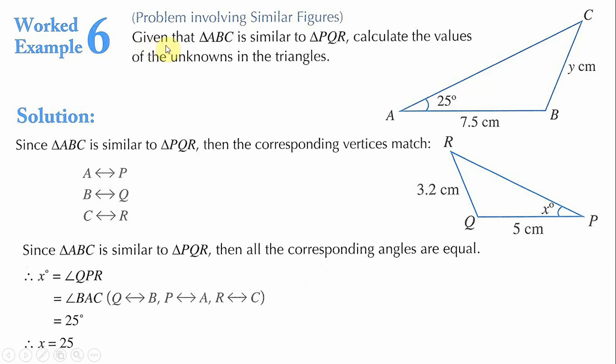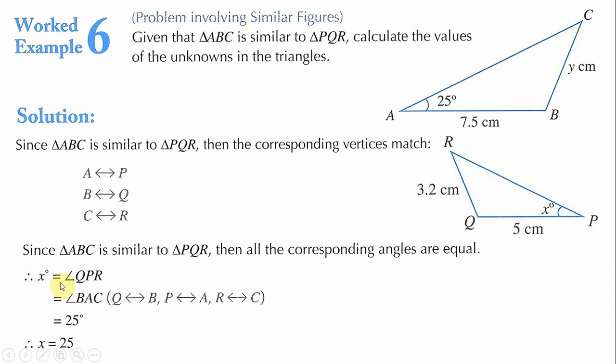Worked example 6. Given that triangle ABC is similar to triangle PQR, calculate the value of the unknown in the triangles. It is given in the question that these two triangles are similar. So we will take the correspondence according to this statement. A corresponds to P, B corresponds to Q, and C corresponds to R. Since triangle ABC is similar to triangle PQR, all the corresponding angles are equal.